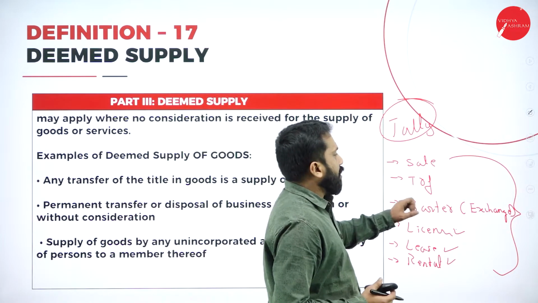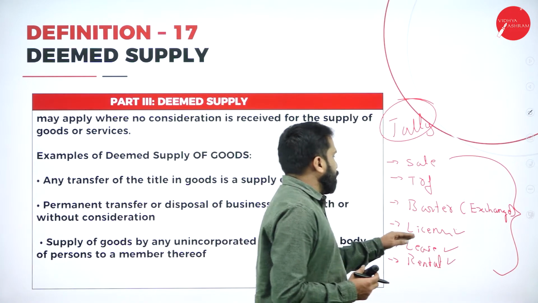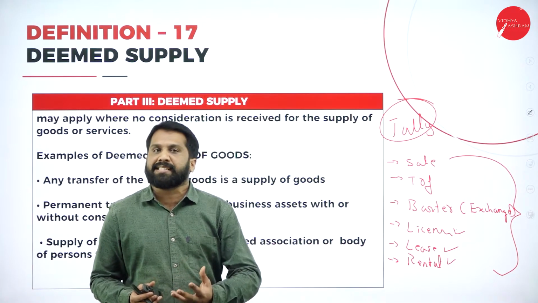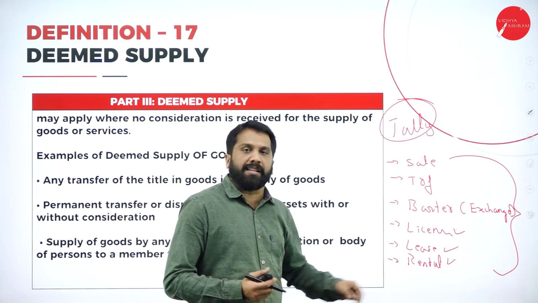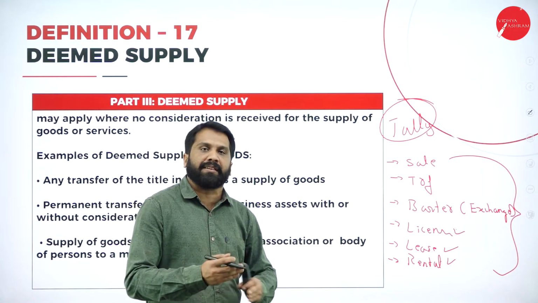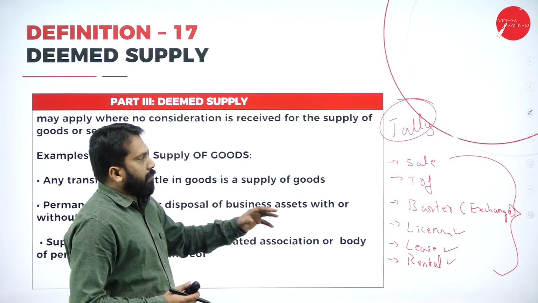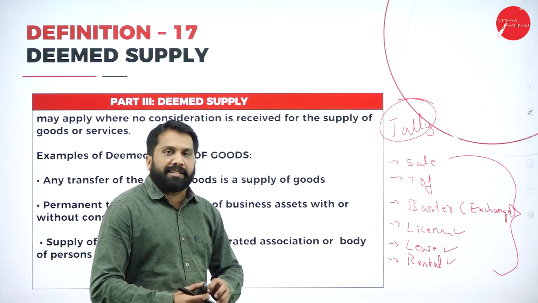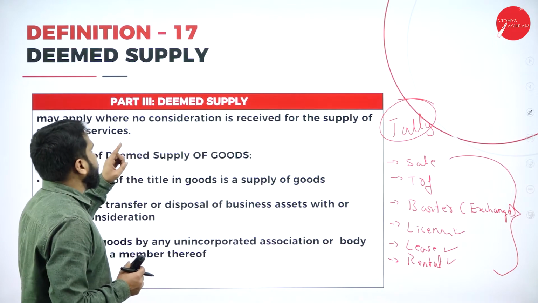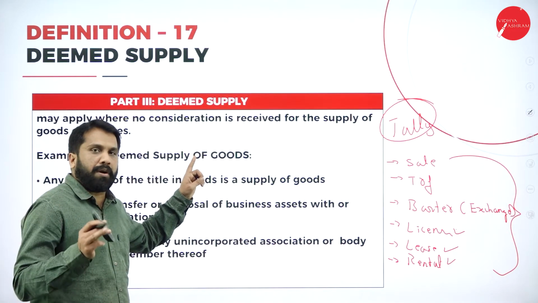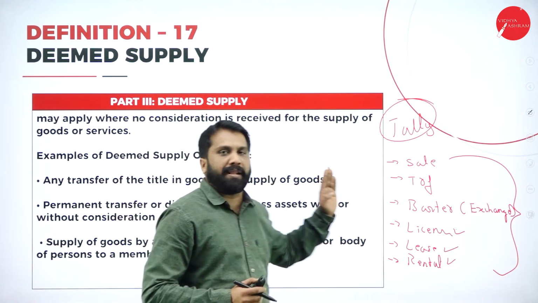If you do any barter system, you can exchange your goods. If you give any of your license, you will get an amount for that. If you do lease or rental, you will get money in return. Now, these are the things we call supply with consideration. Anything supplied without consideration, we call it deemed supply. Hope you are clear. What is deemed supply? This is called your deemed supply.